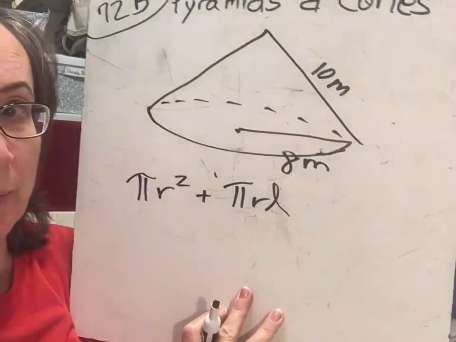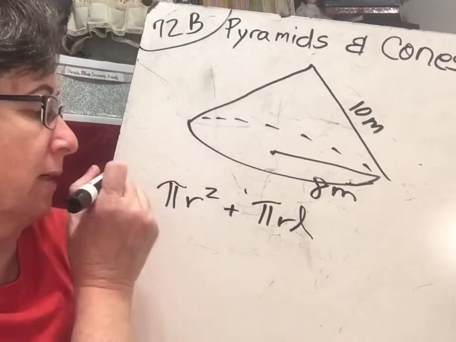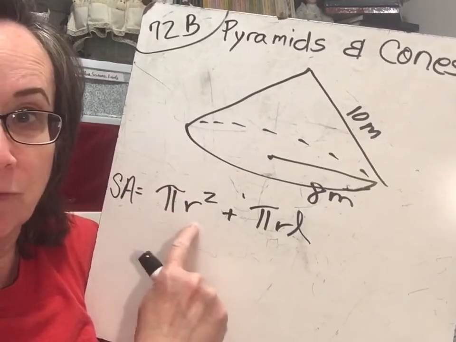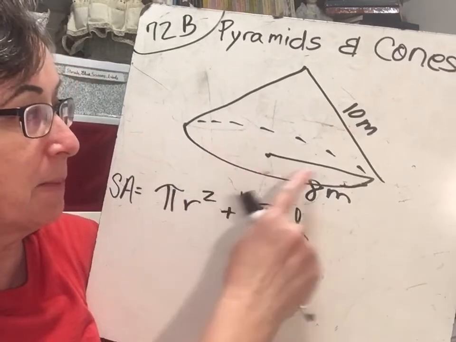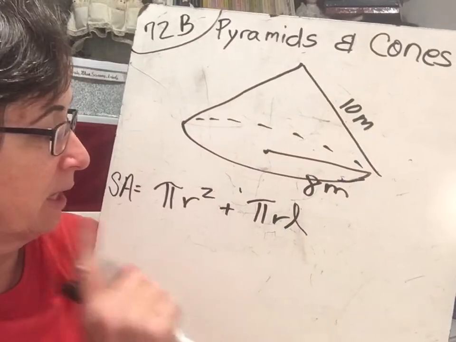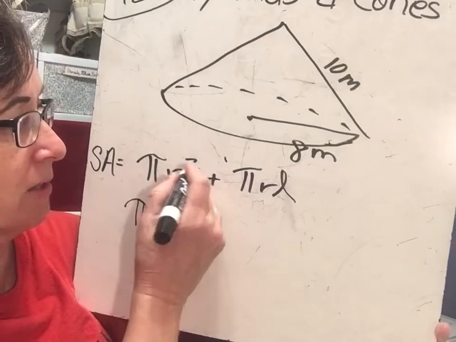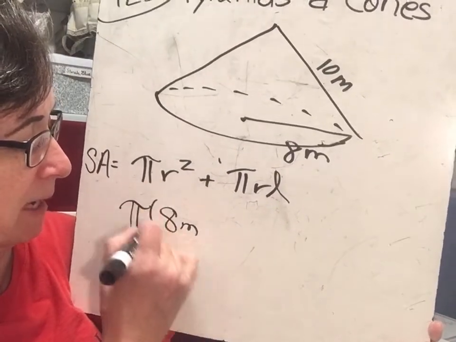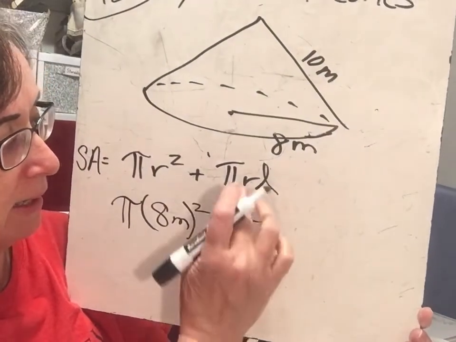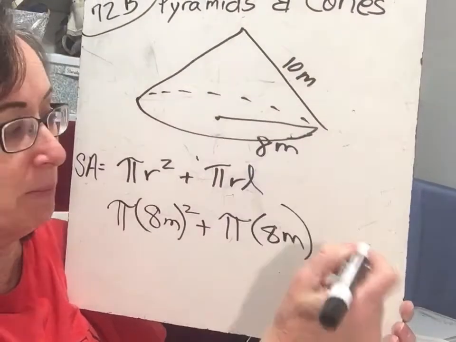So I'm going to work this problem for you. And here is our total surface area formula from your book. I'll just put SA for surface area. This part comes from the area of a circle, which is the base. And this part is the lateral surface area. So now pi R squared is going to be 8 meters times 8 meters, or 8 meters squared, plus pi R, which is 8 meters, times L, which is 10 meters.